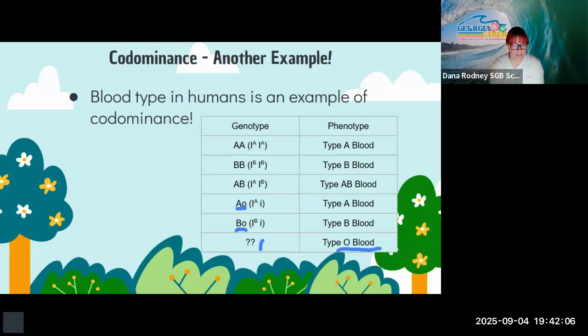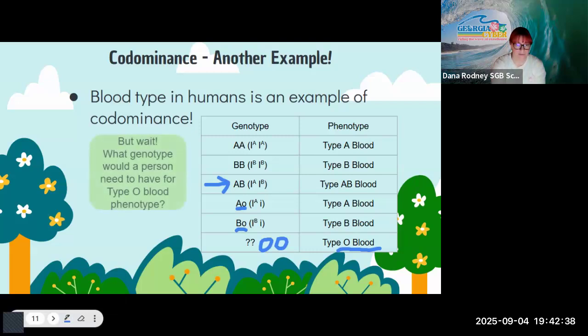So type O blood is going to be lowercase o, lowercase o. O is recessive to everything. A and B are both dominant. They're co-dominant with each other, which is why you can get type AB blood. Both are dominant over O. So if you have AO, like my blood type is AO, that means the A is what is dominant and the A is what is expressed. So we just mentioned the genotype a person needs to have in order to get type O blood is going to be lowercase o, because it is recessive.